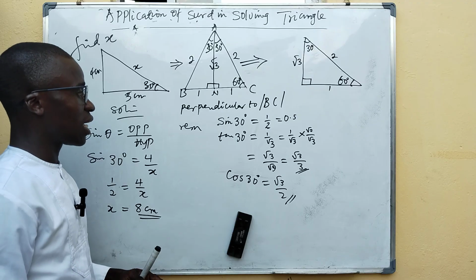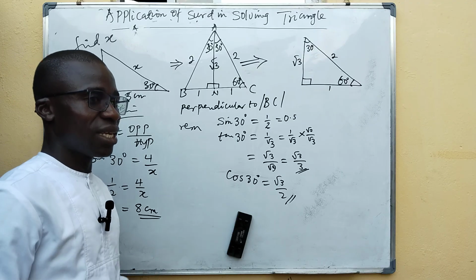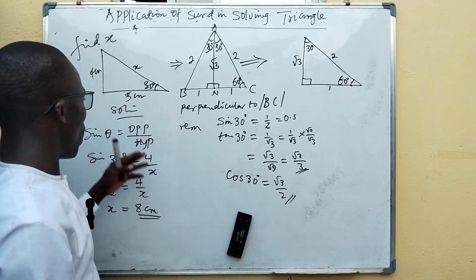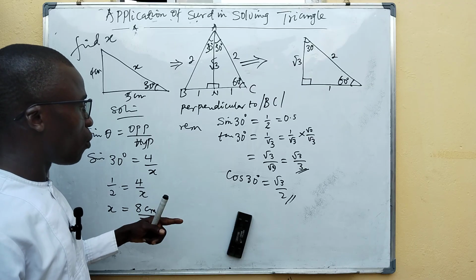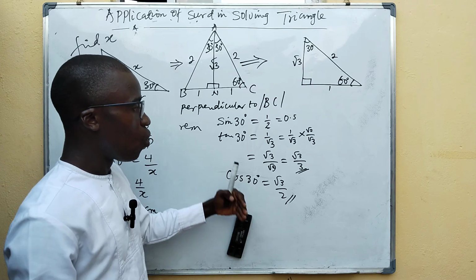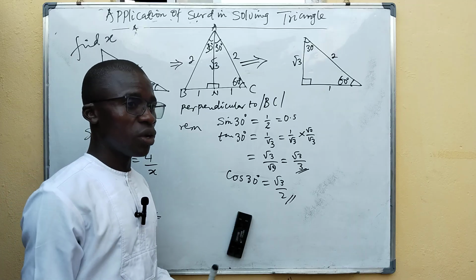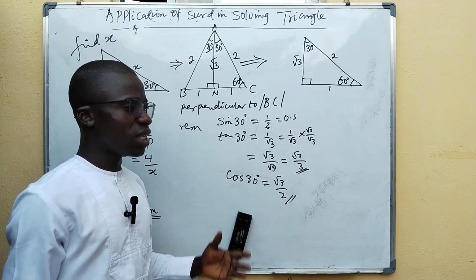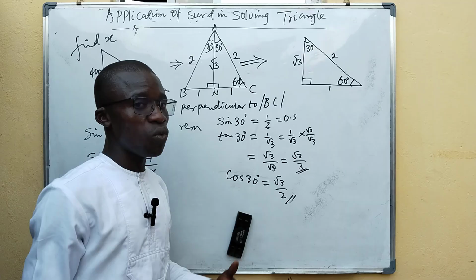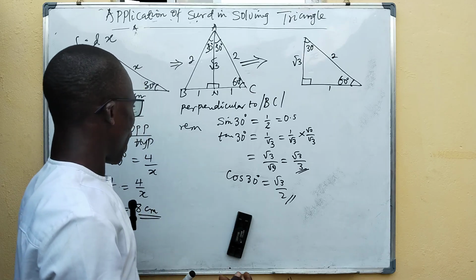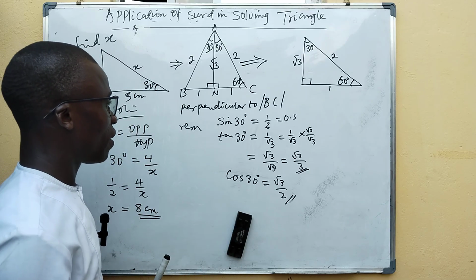There are other ones, they can give you sine 60. They can give you anything. Whatever you are given, you should be able to know exactly what you want so that you will not fall into trouble. This is very, very simple. If there is anywhere you don't get, you can ask a question. So let us have that.